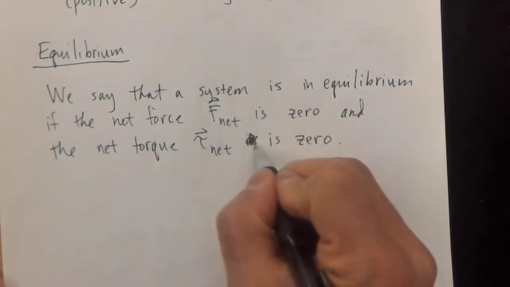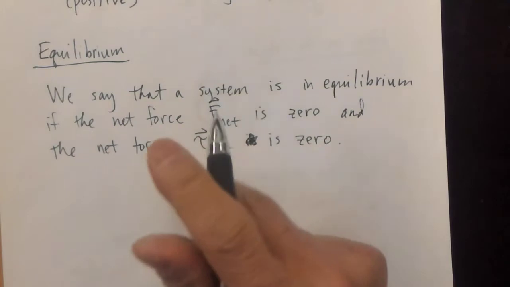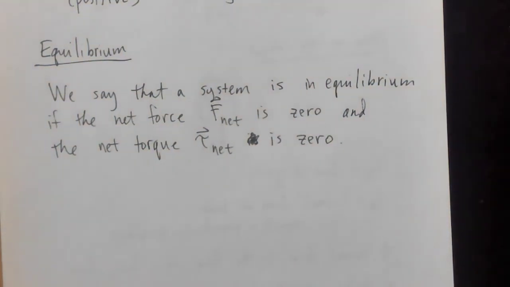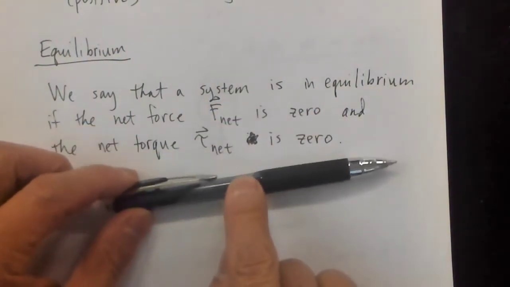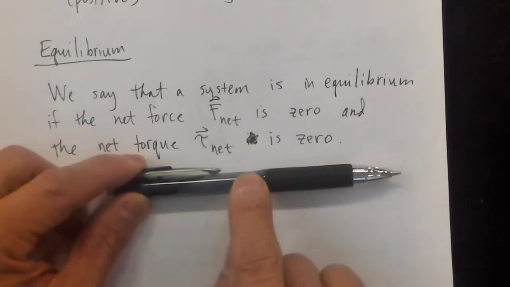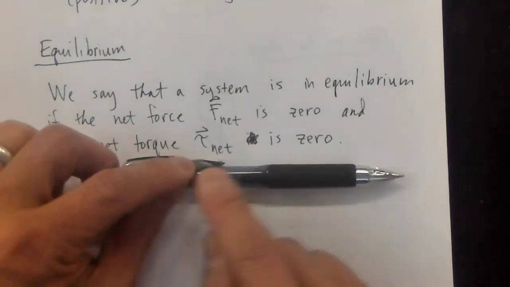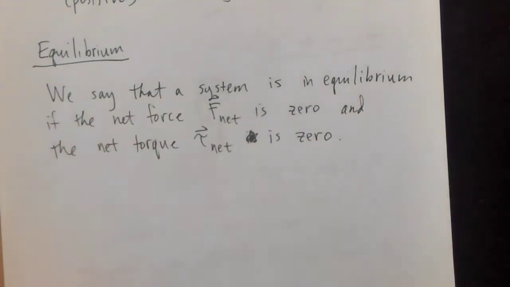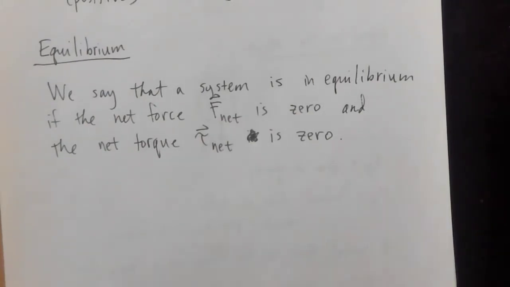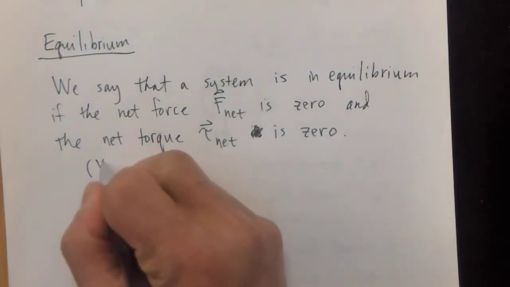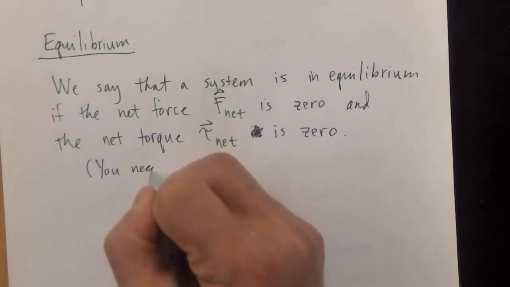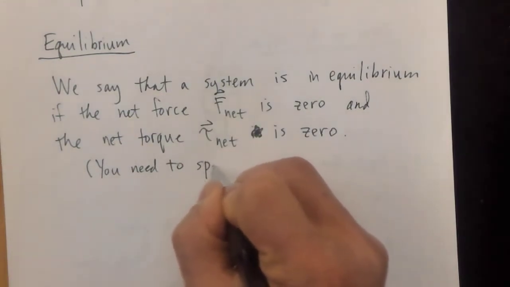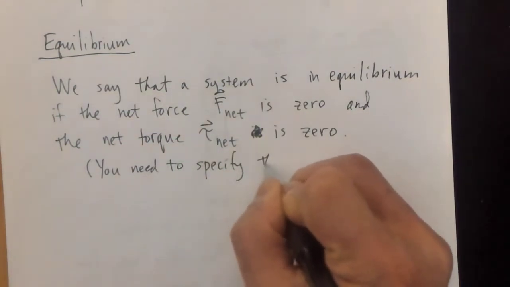Now, when you measure torque, you have to specify the rotation axis. You have to say about which point you're trying to measure the torque around. Is it here, or is it going to be about this axis here? Okay. So you need to specify the rotation axis.